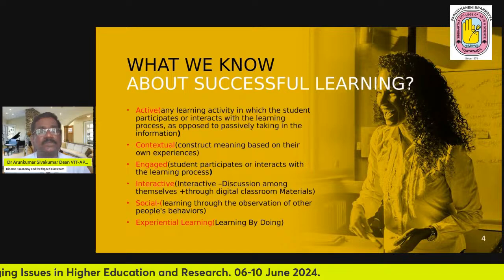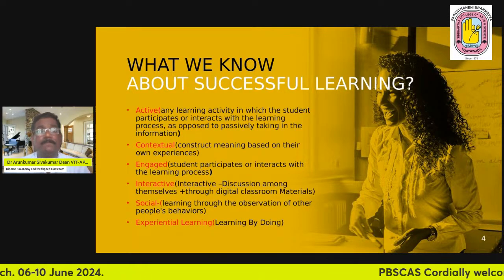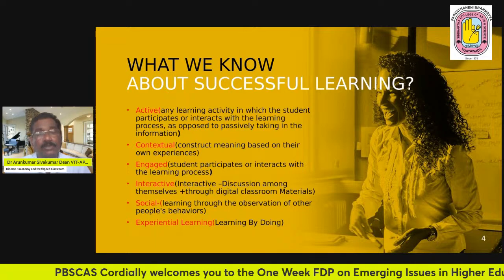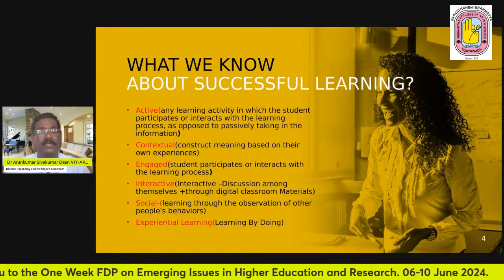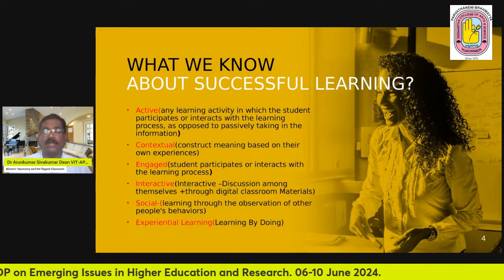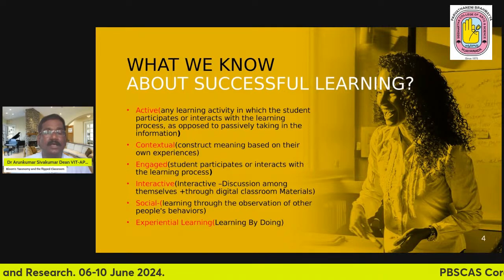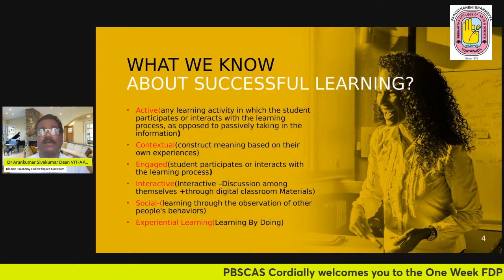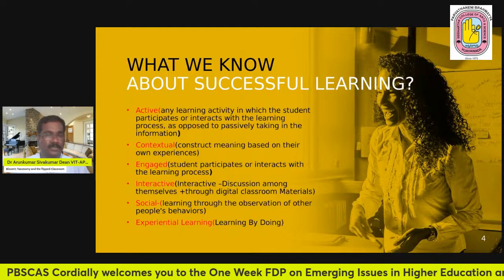So when you look at any successful learning, there are different kinds of learning. We call that active learning, contextual learning, engaged learning, interactive learning, and social learning. The most important element I see here is experiential learning, because this is where we are able to connect the academics and industry together.